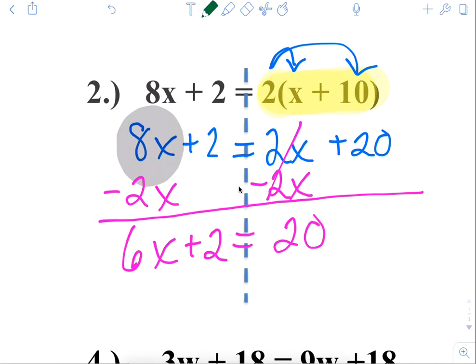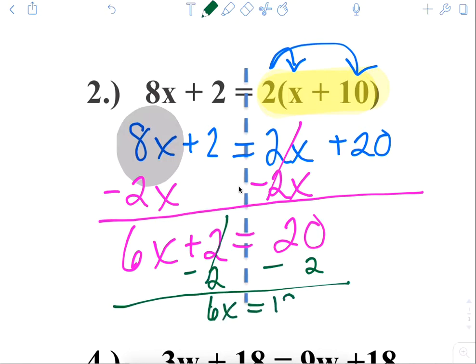Number 2, we distributed. That's the simplify. We brought all our variables to one side. That was canceling out 2x. Now we're going to finish it. We're going to cancel off the loner. That's the 2. So minus 2 from both sides. 2's are going to cancel. We have 6x equals 18.